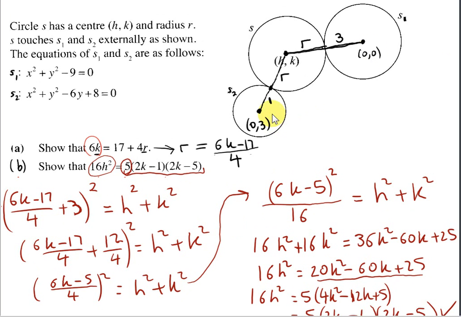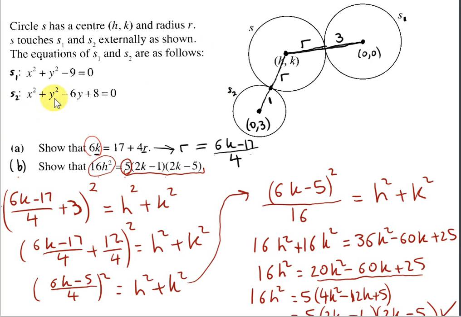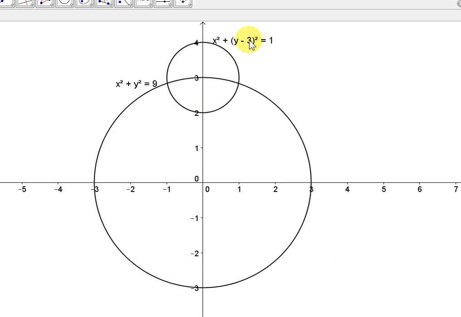Now I've just been to GeoGebra to do a sketch of circles S1 and S2, and they don't appear as in the picture here. This is actually what the two circles look like. These are circles S1 and S2. S1 is the large circle centered at the origin, x squared plus y squared equals 9, and here's S2. If we expand this out, we get x squared plus y squared minus 6y plus 8 equals 0. That's the form it comes up in GeoGebra.